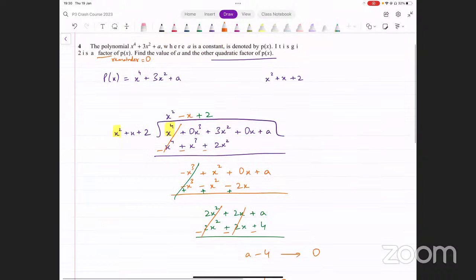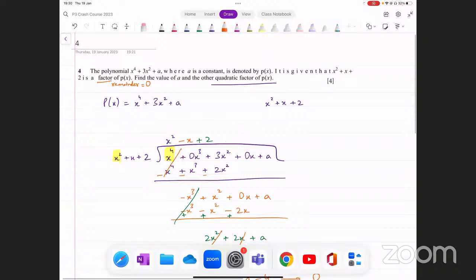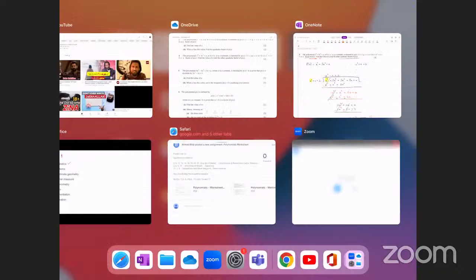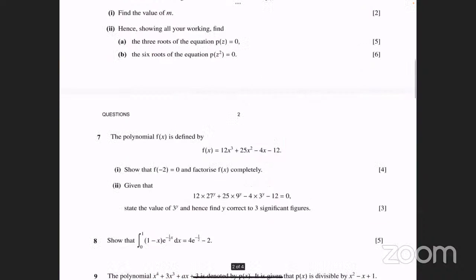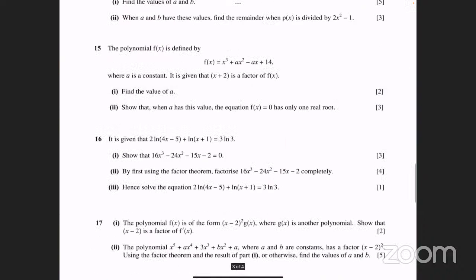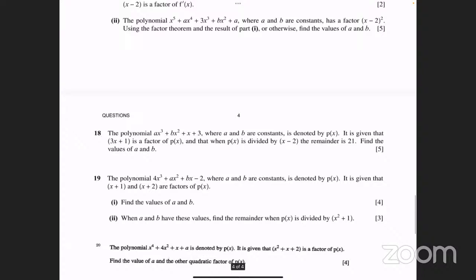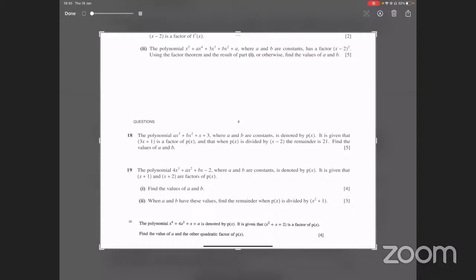Okay, chale, let's do another one. This was question number 4 from the worksheet. Let's take another one. Okay, let's try this. This is question number 18 from the worksheet. Let's attempt this one.